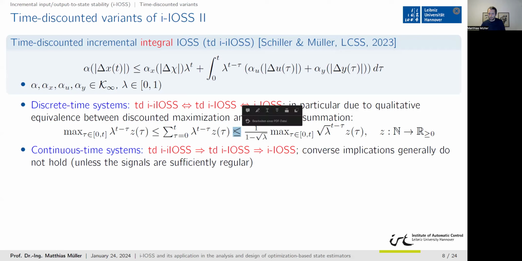If I have here an integral, then a sum, I can still do the same thing. But this first inequality is in general not true in continuous time, right? We all know that there are L2 signals which are not L infinity signals, right? So that's why this inequality typically does not hold in continuous time. And that's why the notion of time discounted integral incremental input output state stability is really in general a stronger property than the non-integral version of it.